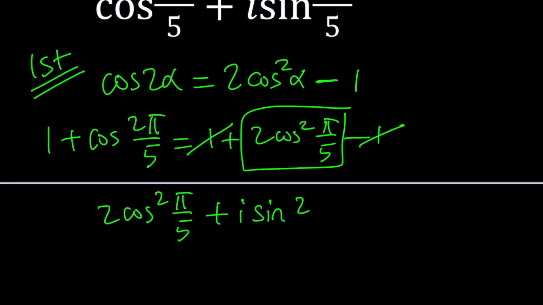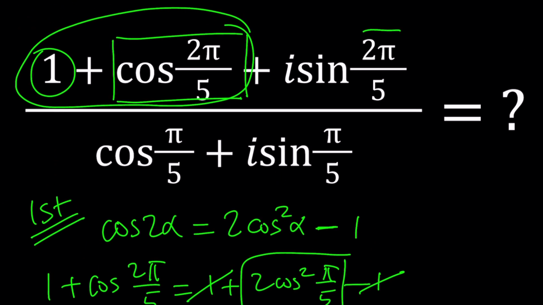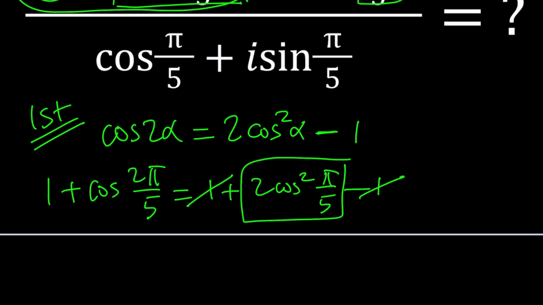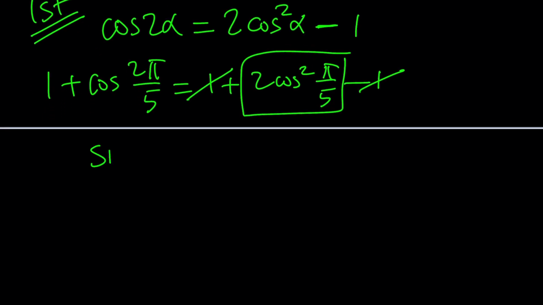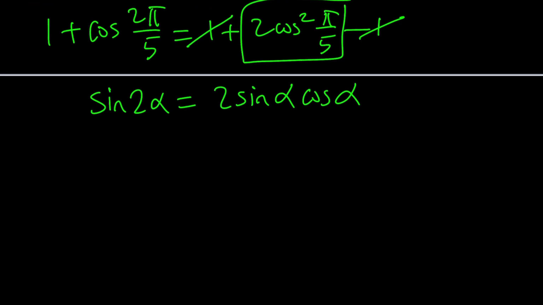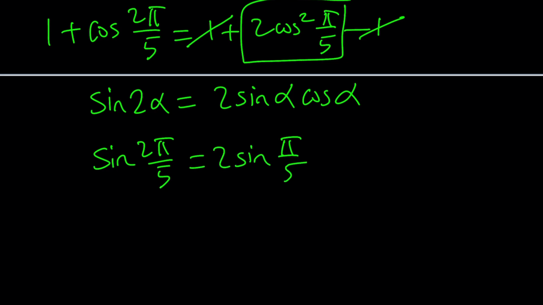Now we also need to do something for sine 2 pi over 5. So let me do both and then we'll do the replacements. We can also use a double angle formula for sine 2 alpha, but that's actually easier because there's only one formula, which is nice. Sine 2 alpha can be written as 2 sine alpha cosine alpha. So sine of 2 pi over 5 can be written as 2 sine pi over 5, in this case alpha is pi over 5, multiplied by cosine of pi over 5.